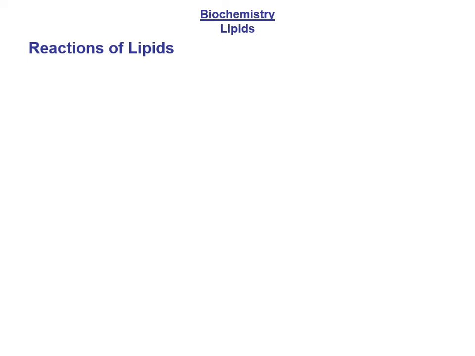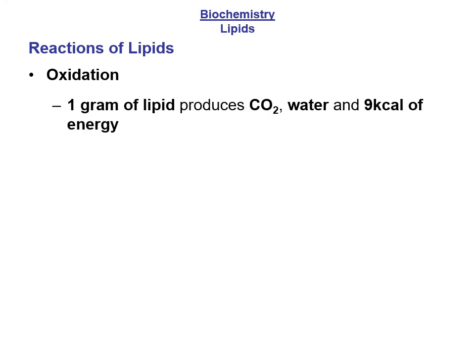So if we look at the reactions of lipids, the breakdown of lipids that they can go through, in your body you can metabolize lipids through oxidation, same process as breaking down sugars basically. So you use oxygen to break it down. 1 gram of lipid will produce CO2, water, and 9 kilocalories of energy. Again, if you remember, carbohydrates only produce 4 kilocalories of energy.